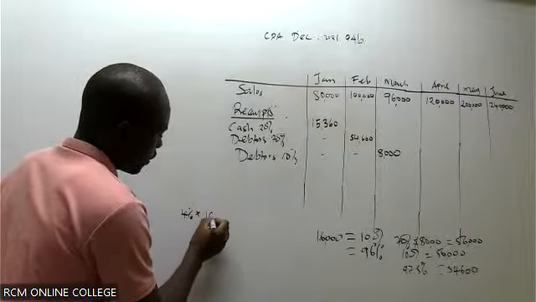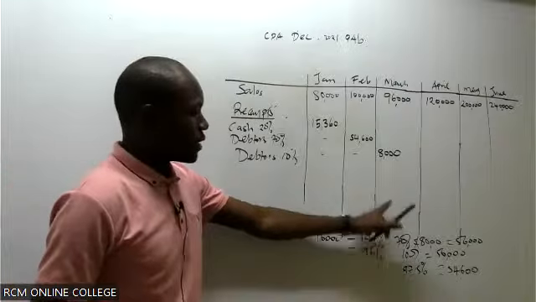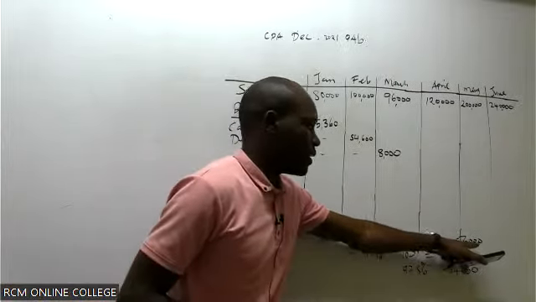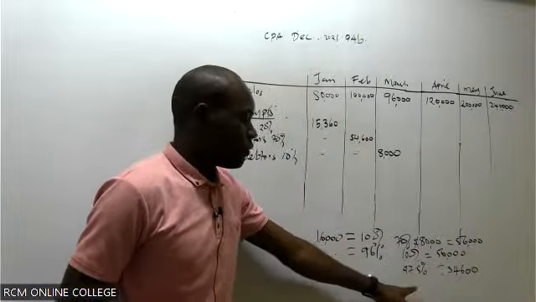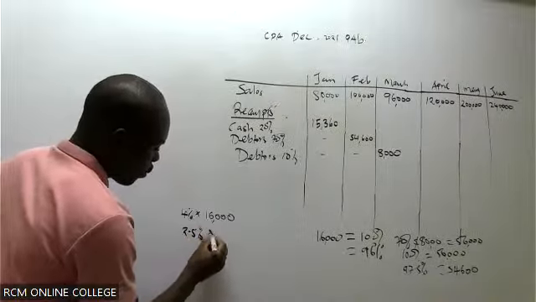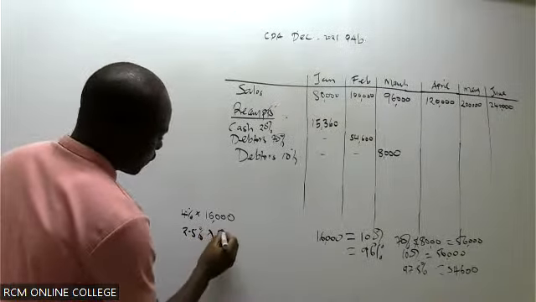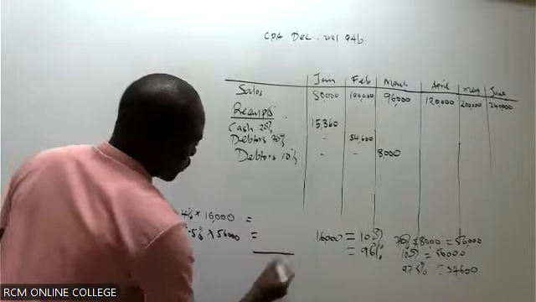4% of 16,000. Hiyo ndio discount walipewa. Alafu 70% of 8,000 tulipata 56,000. Wakapewa discount ya 2.5%. Give me 2.5% of 56,000. Tupate hizo discounts tuongeze zote.